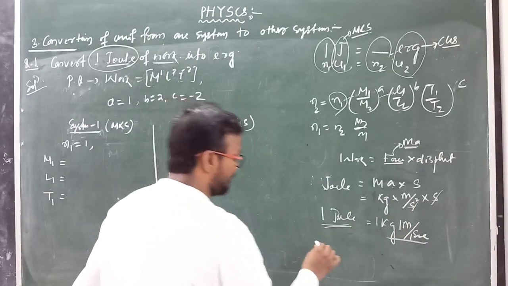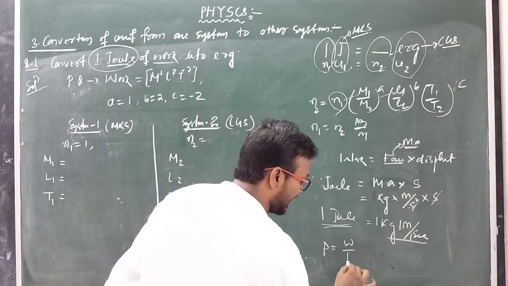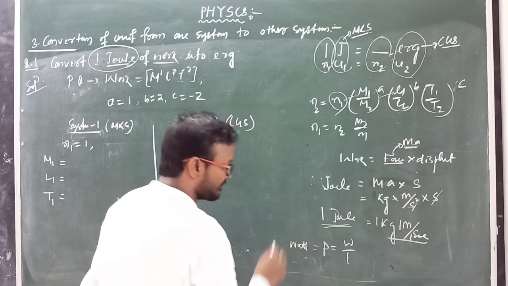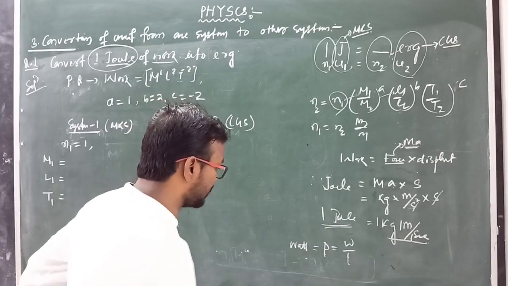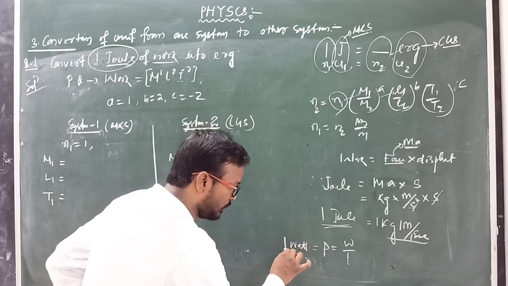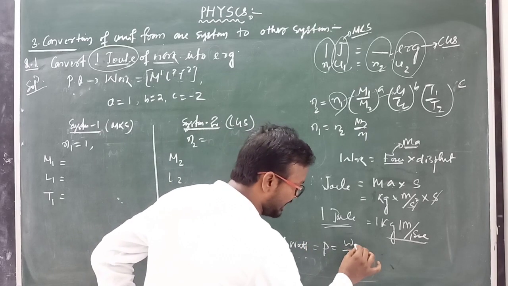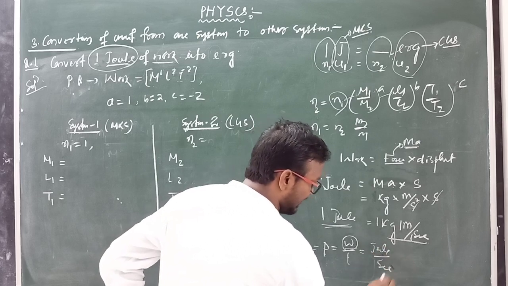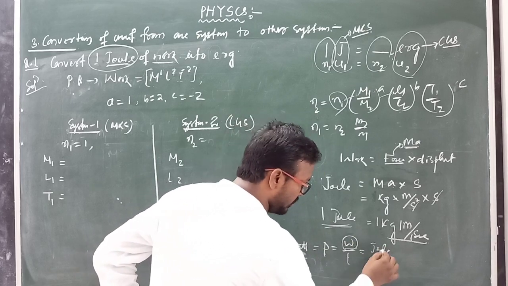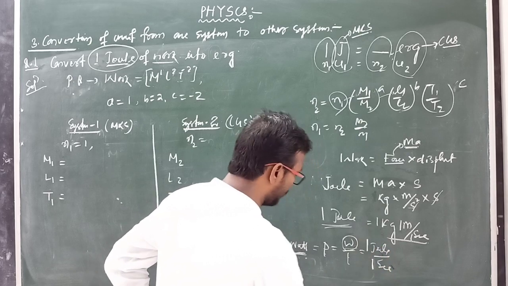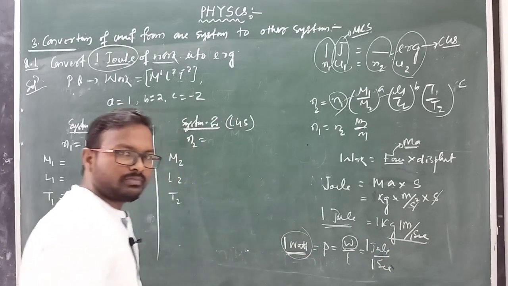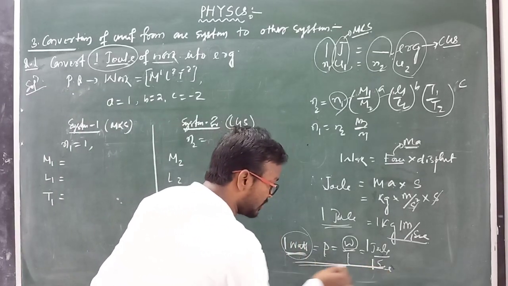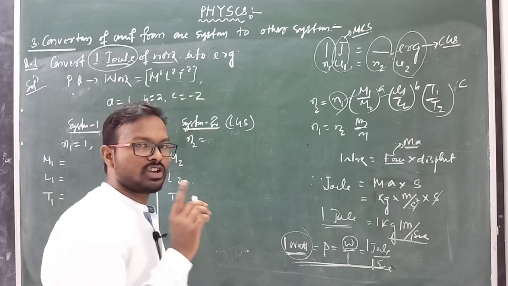Similarly, if you want to find power equal to work by time, the unit of power is watt, but you want to evaluate the value of 1 watt. So if you write 1 watt, then we have to write 1 joule per second. Here the work unit is joule, so 1 watt definition is equal to 1 joule divided by 1 second, clear? So this is the general condition, and this is known as rational system of unit.